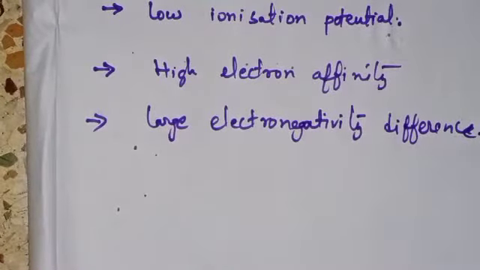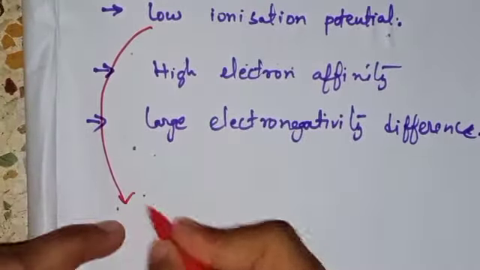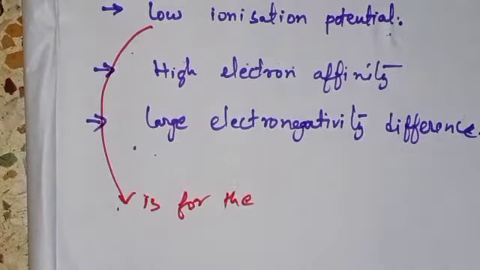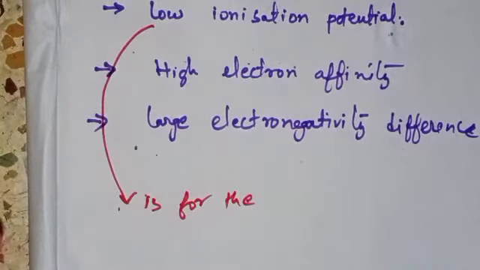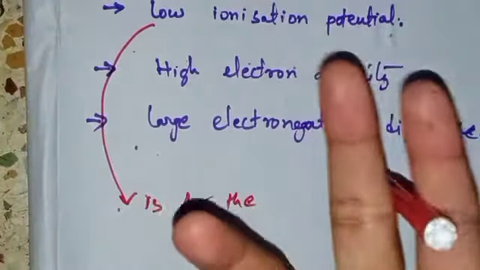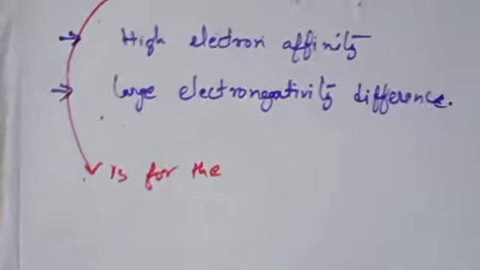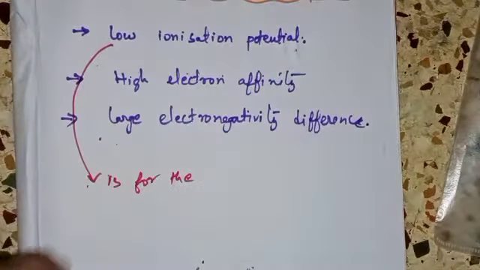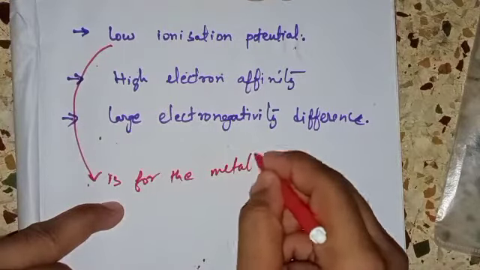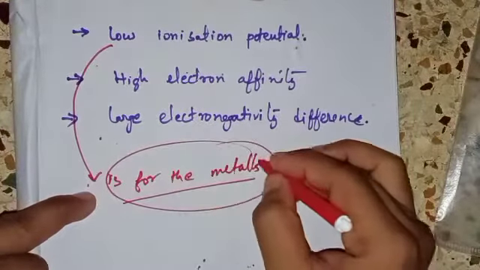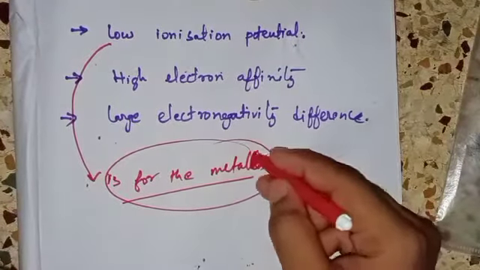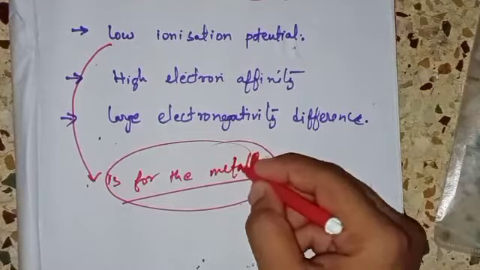So low ionization potential is for the metals. We have now understood that ionic compounds are formed between metals and non-metals. One atom has to be metallic and the other atom has to be non-metallic. Then only the ionic compounds will be formed. So low ionization potential is for metals. Sorry for the wrong spelling. We are human beings, we commit errors.